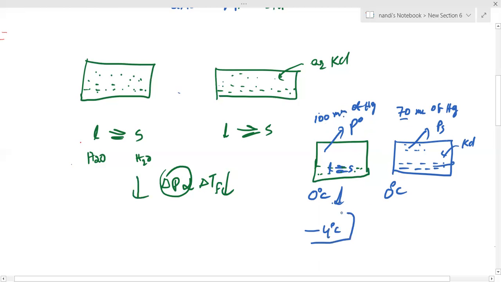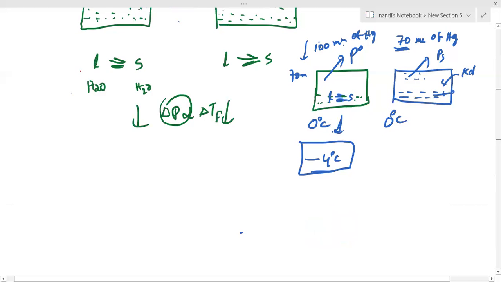So the freezing point of the solvent decreases or not? It decreases. Because to get this to 70 mm of Hg, this also I need to get to 70 mm of Hg. If I need 70 mm of Hg, the temperature should decrease. Less than 0 means that the freezing point decreases. Clear?